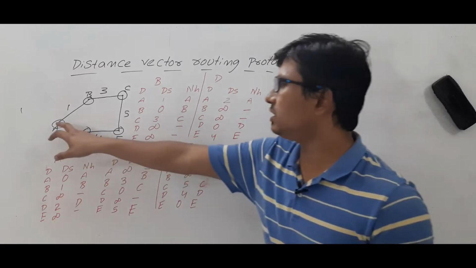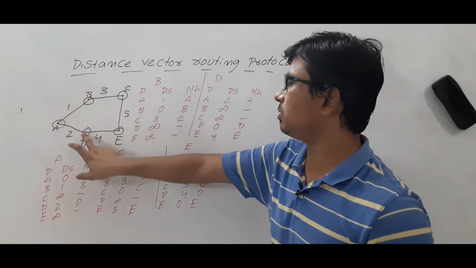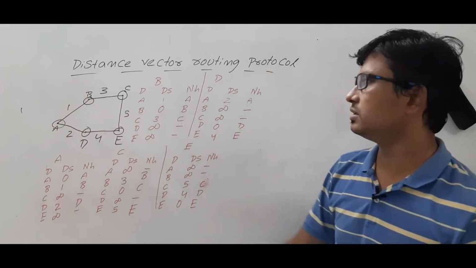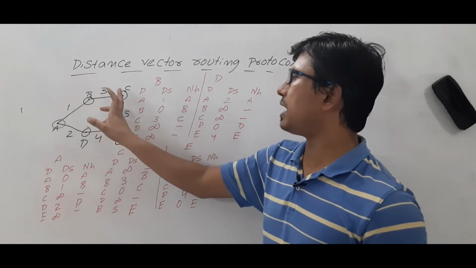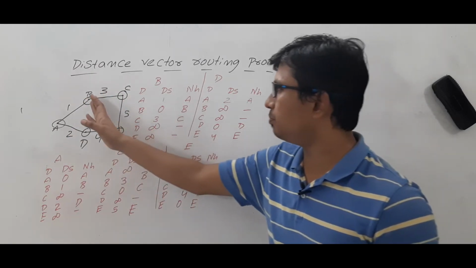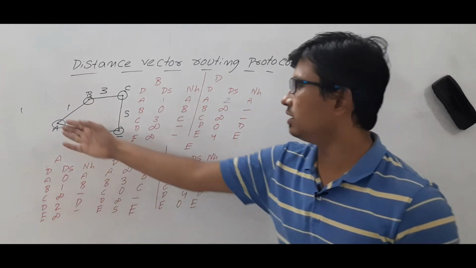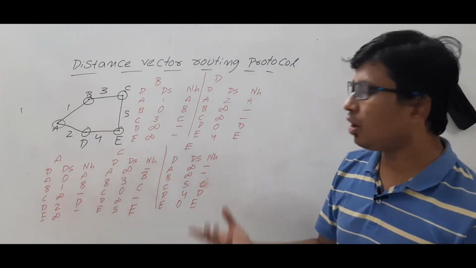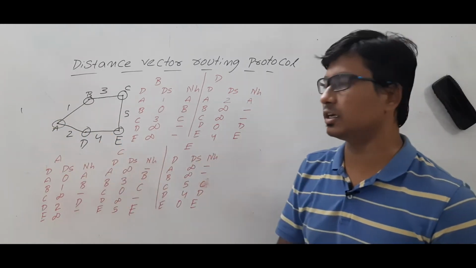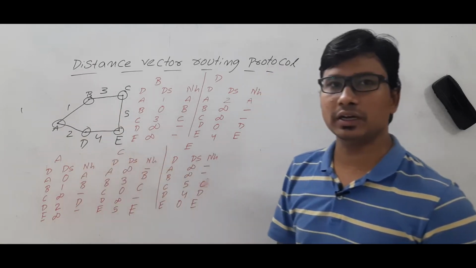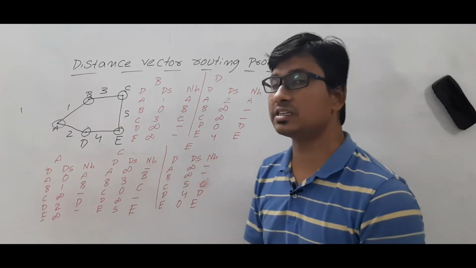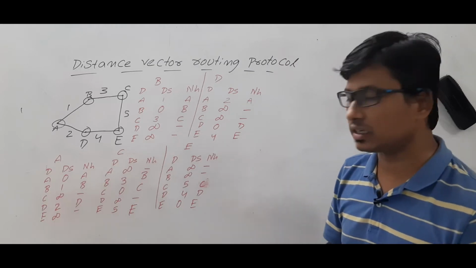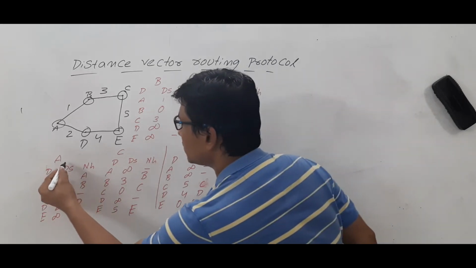So initially A knows the information about B and D because they are neighbors. Then if B knows the information about C, and B passes the information, then A will come to know. So now how it will happen is that in the next step, each router will send its distance vector. Remember one thing, it will send only the distance vector.